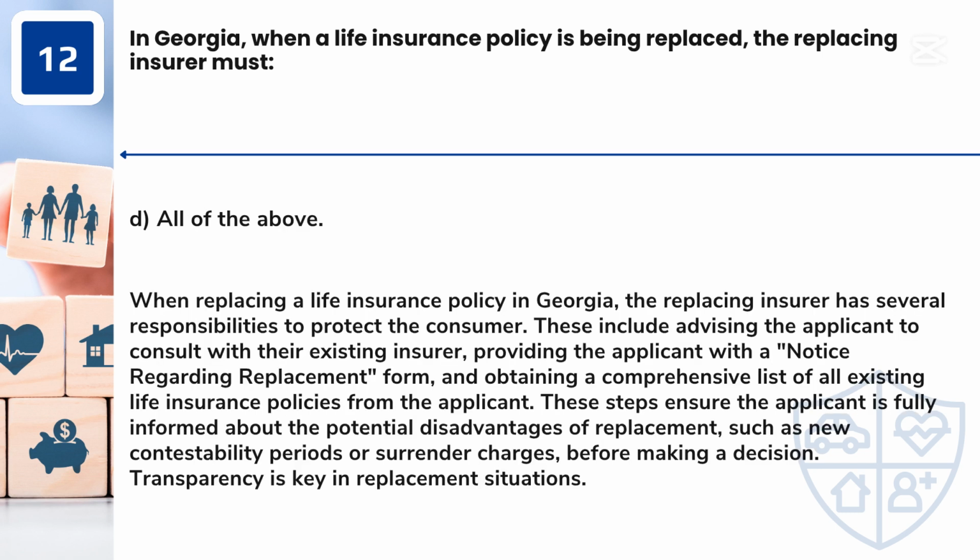Answer: D. All of the above. When replacing a life insurance policy in Georgia, the replacing insurer has several responsibilities to protect the consumer. These include advising the applicant to consult with their existing insurer, providing the applicant with a notice regarding replacement form, and obtaining a comprehensive list of all existing life insurance policies from the applicant. These steps ensure the applicant is fully informed about the potential disadvantages of replacement, such as new contestability periods or surrender charges, before making a decision. Transparency is key in replacement situations.